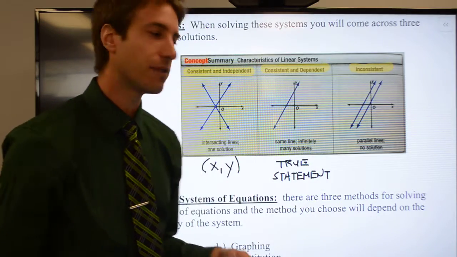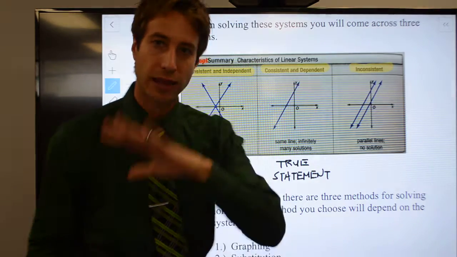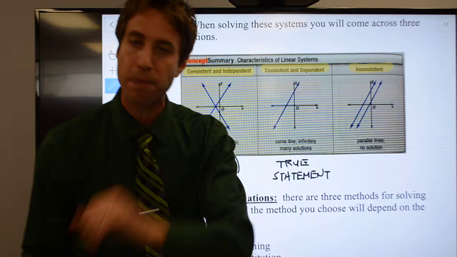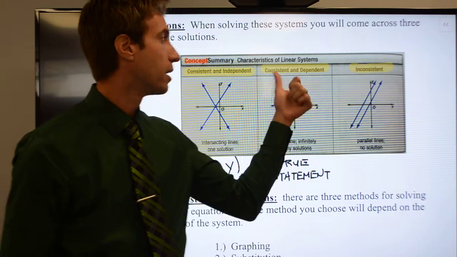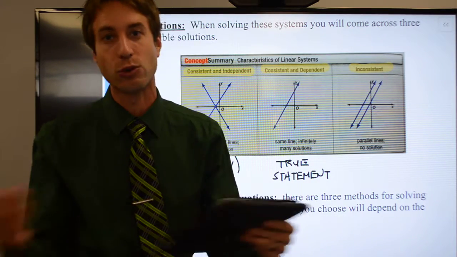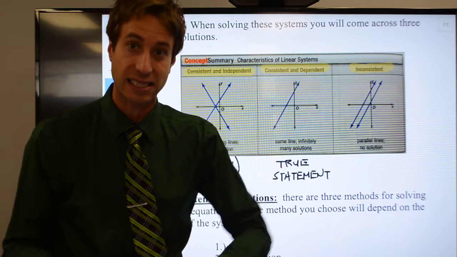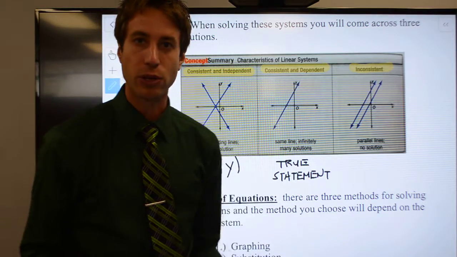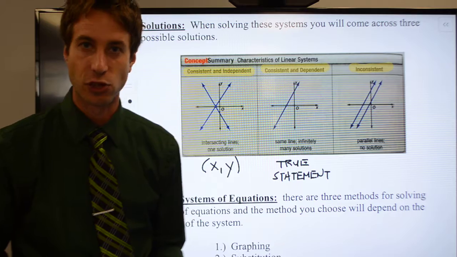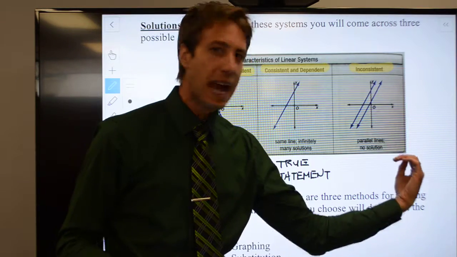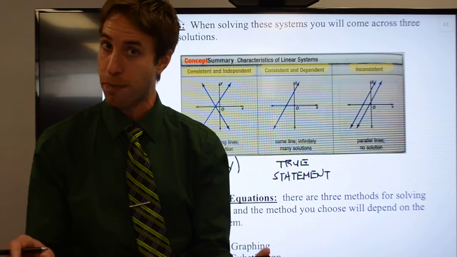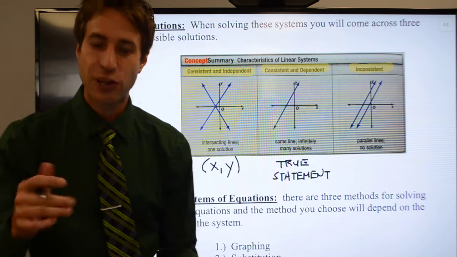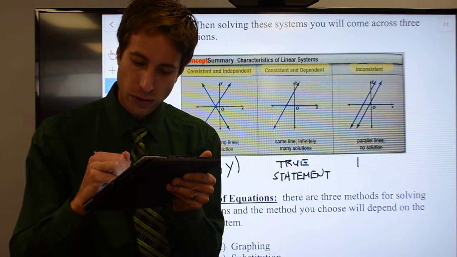If that happens, if you wind up doing the algebra and the variables drop out and you're left with a true statement, you're going to be consistent and dependent. Those equations turned out to be the exact same line, and you can pick any point you want to. There's infinite number of solutions. Now, if you do the algebra, the variables drop out, the variables will all go away, and you're left with a statement that is false.